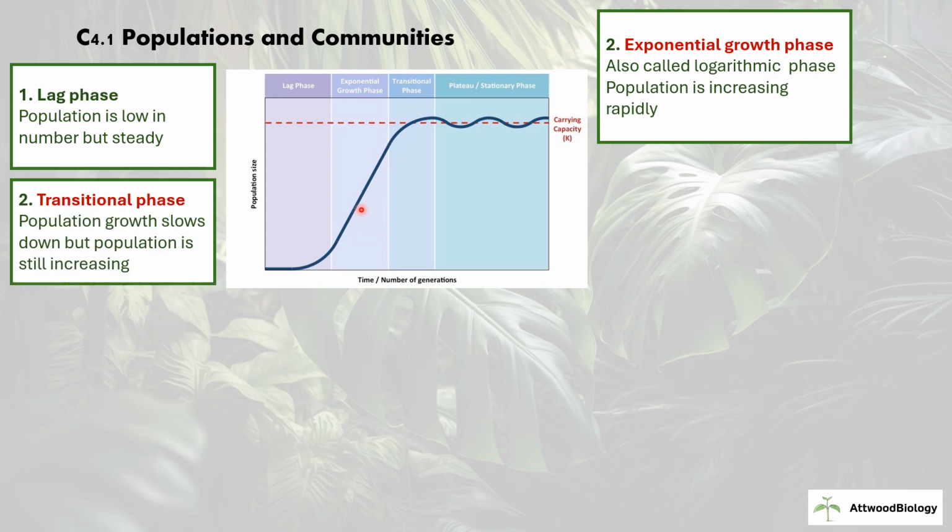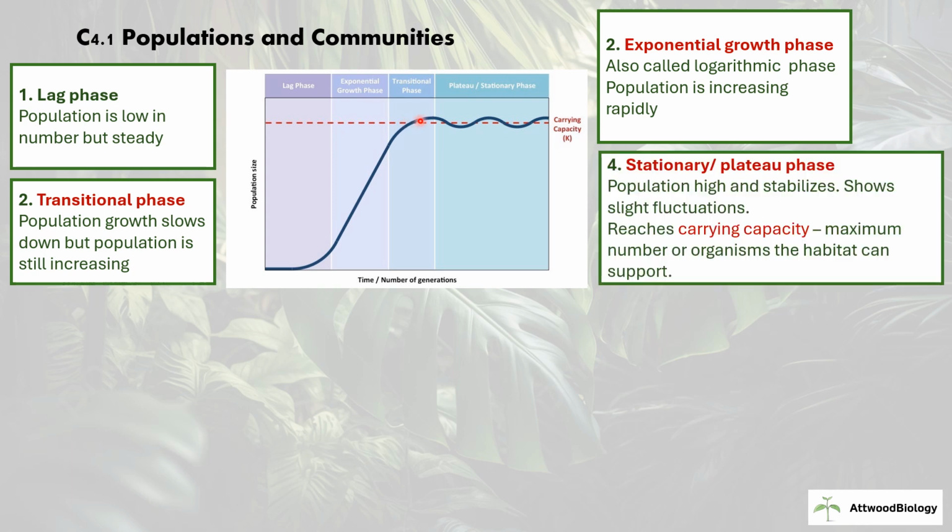We've got the transitional phase. At this point, the growth slows down, but the population is still increasing. So it's not this rapid growth, it's slightly slower growth until we get to the stationary or plateau phase. So we can see that the population is high and it's reached carrying capacity. Carrying capacity is the maximum number of organisms that the habitat can support. There are also fluctuations here, usually as a result of predator-prey relationships, which we'll see very soon.